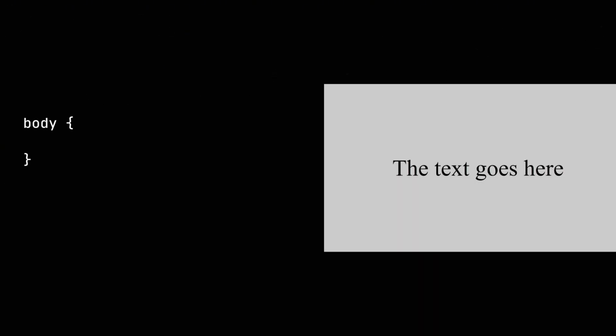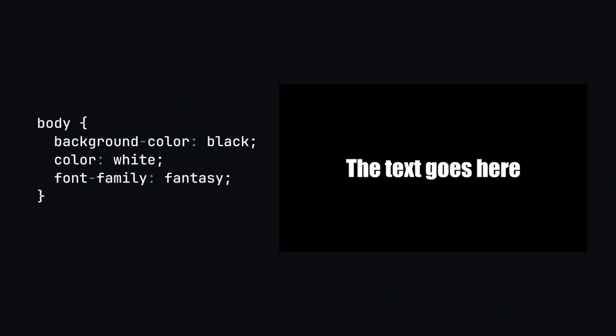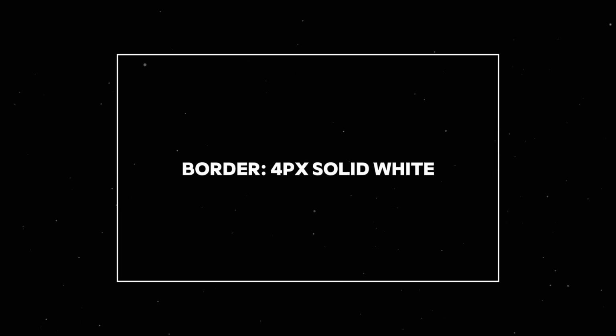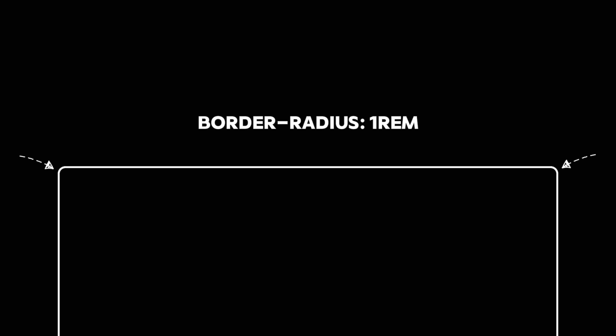Let's start by setting the background color of the body to black to make it easier on the eyes. Next, we'll change the color to white for better contrast. While we're at it, let's also update the font family to something more suitable. Now let's style our container. We'll define its height and width, add a border so we can see its boundaries, and apply a border radius as well for smooth and rounded edges.